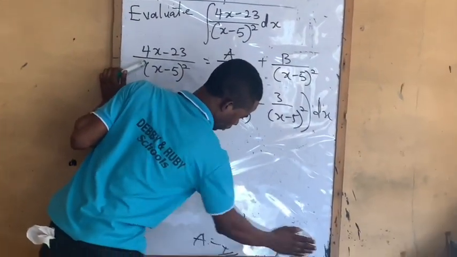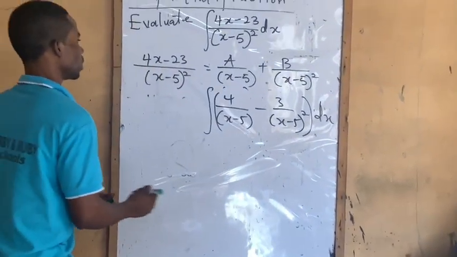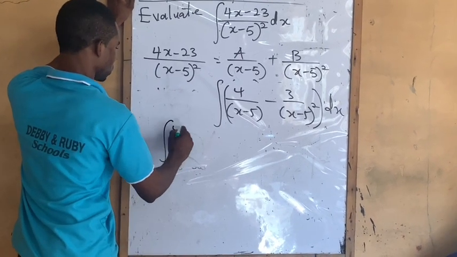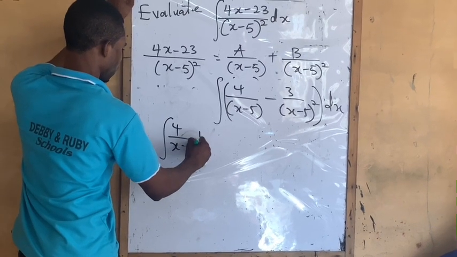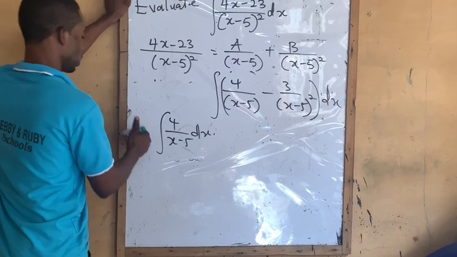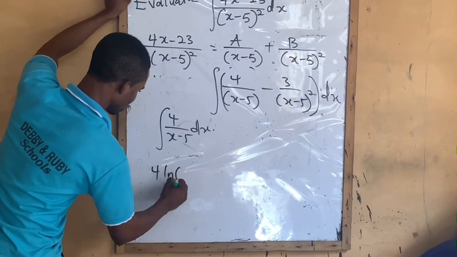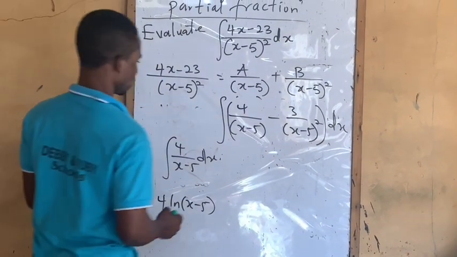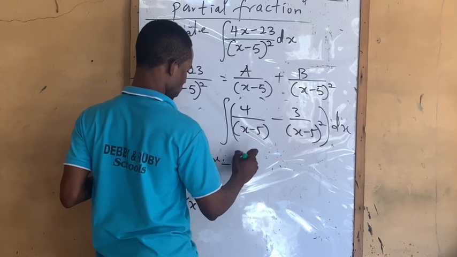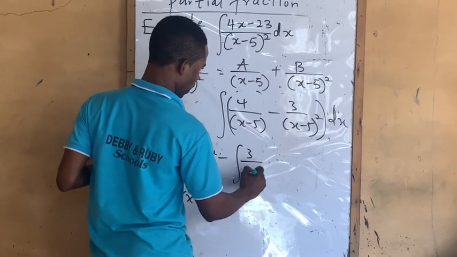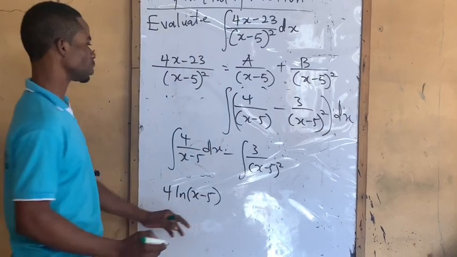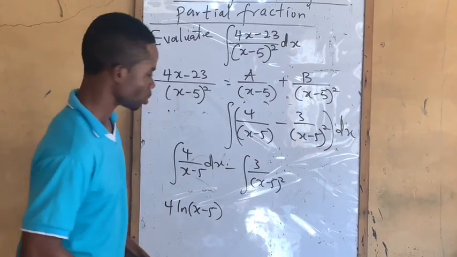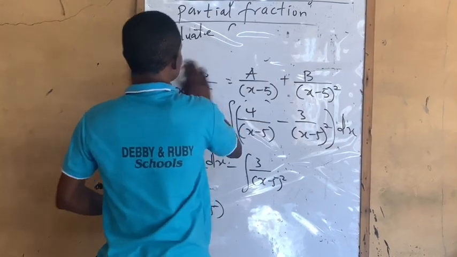That will give me, as simple as this one, if I'm to integrate this, the integral of 4 all over x minus 5 dx, the 4 will come here. That means 4 ln x minus 5. Now, if I want to integrate this, the integral of 3 all over x minus 5 squared, this one is leading us to integration by substitution.